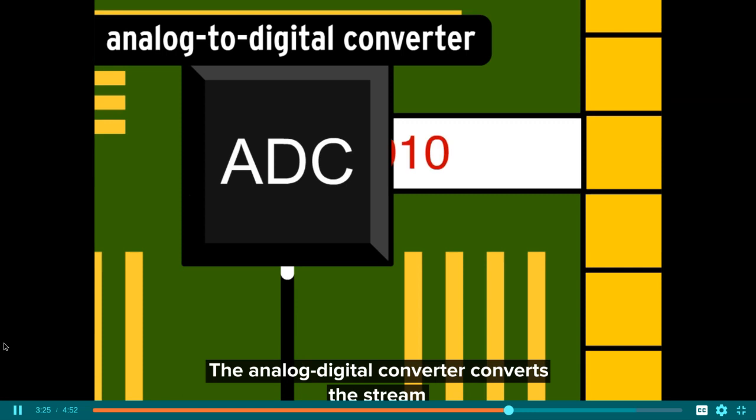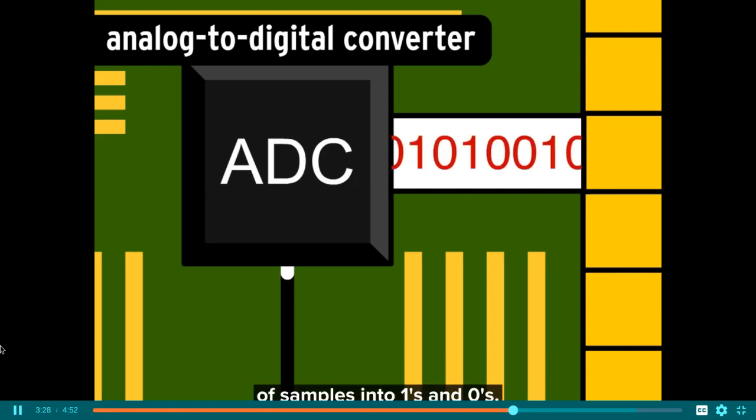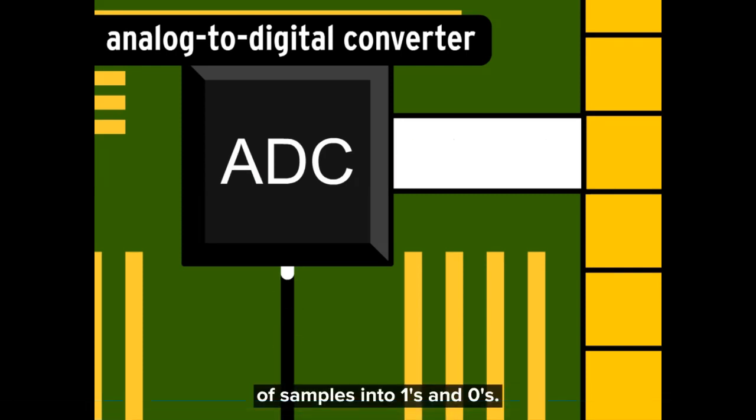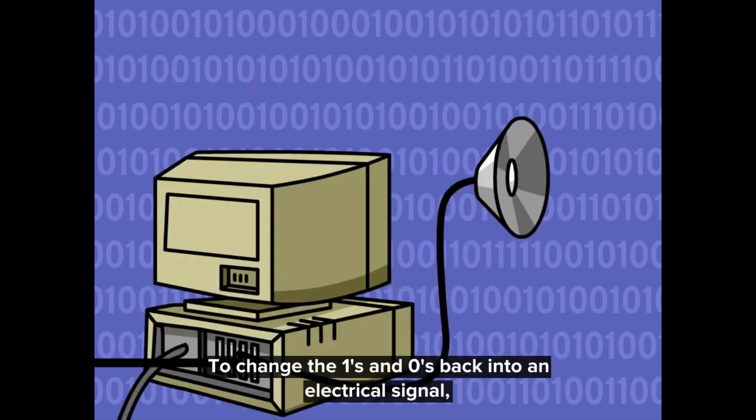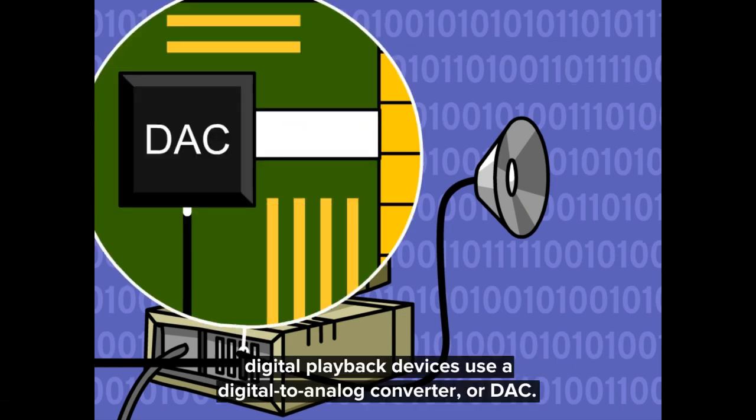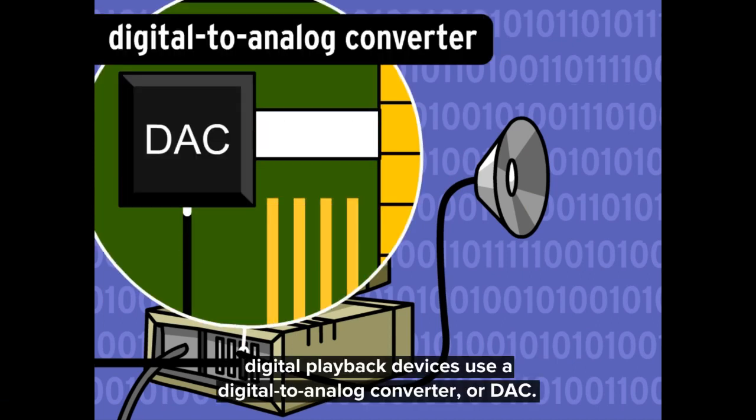The analog-digital converter converts the stream of samples into ones and zeros. These are coded onto a medium like a CD or a hard disk. To change the ones and zeros back into an electrical signal, digital playback devices use a digital-to-analog converter, or DAC.